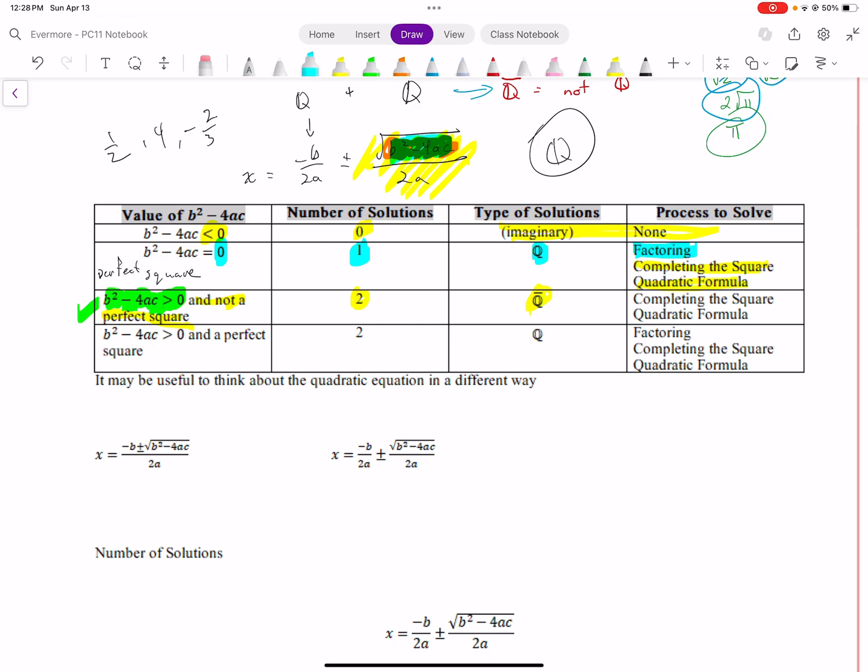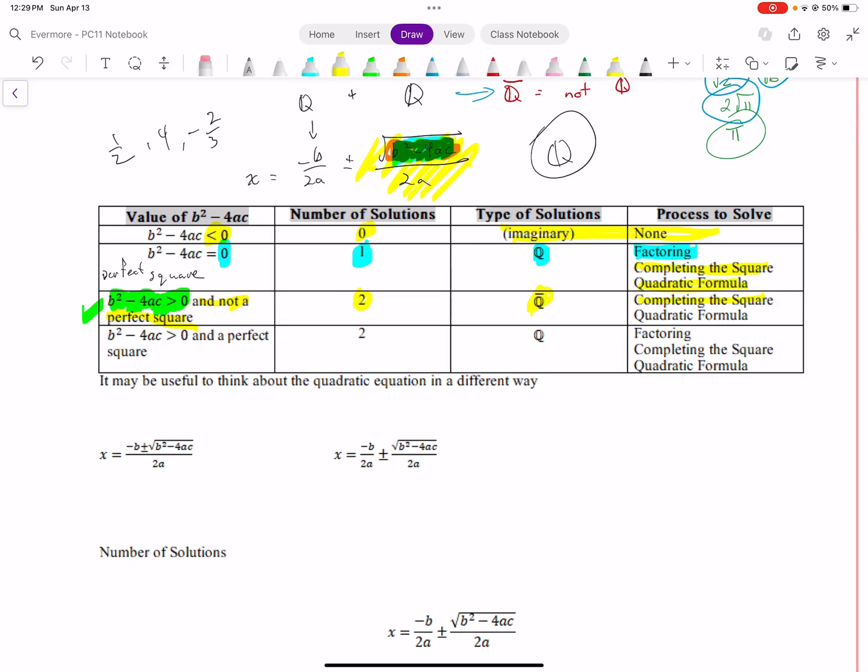If you think about all of the equations that you've factored, you never had solutions that were irrational numbers when you factored it. So if you know your solutions are irrational, do not factor it. It's not possible. However, if you have a discriminant that is positive and a perfect square, now a perfect square yields to factoring, or you could ultimately complete the square or use the quadratic formula.